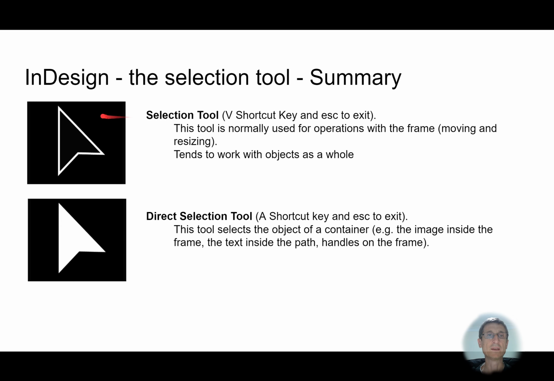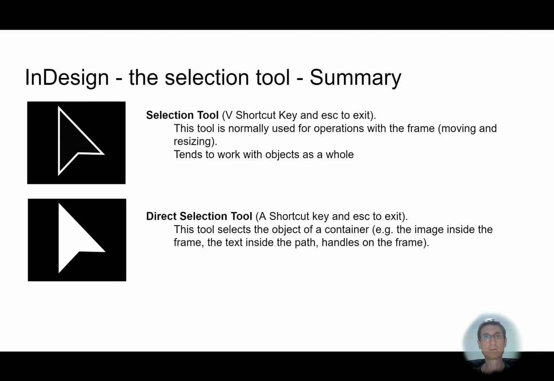So just briefly, there's two. The first one looks like this. It's a white line with a black interior, and V is the shortcut key. This is called the selection tool, and it's normally used to deal with the frame itself, but we'll go over that. This one, the solid colored shape, that's an A as a shortcut key, and this handles the container or the contents of the frame.